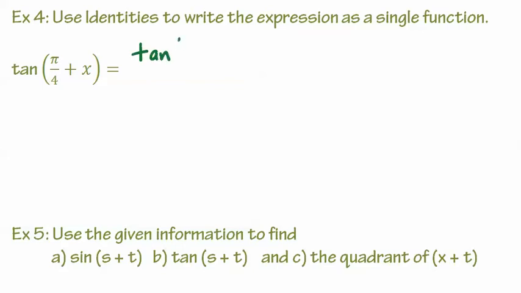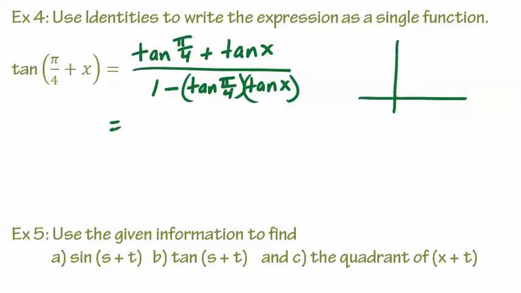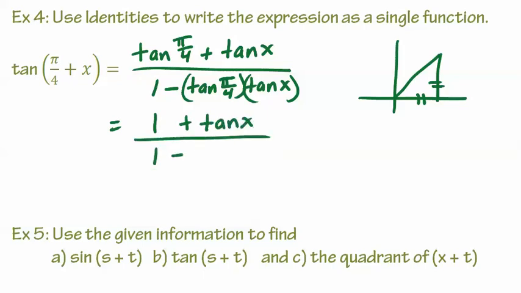So we want the tangent of the first angle plus the tangent of the second angle, all divided by 1 minus the product of the tangents of those angles. Well, notice, of course, that we don't know the tangent of x, but we do know the tangent of pi over 4. The tangent of pi over 4 is 1. So once we replace that, then we've got a function where the identity is expressed as a single value of that function.